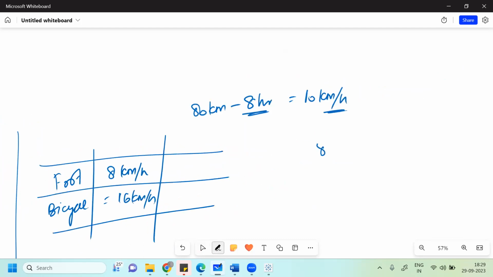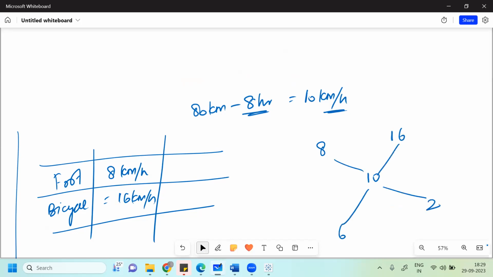Okay, so foot is 8, bicycle is 16, and the average is 10. So you can consider the ratio of foot by bicycle. What is the ratio? 3:1. You can understand, so 3 parts of the journey he will cover by foot and 1 part of the journey he will cover by bicycle. This is nothing but 10 minus 8, and this is 16 minus 10. Simple.